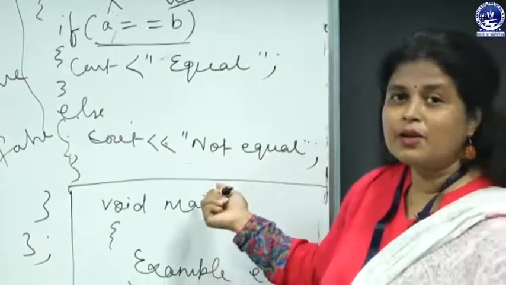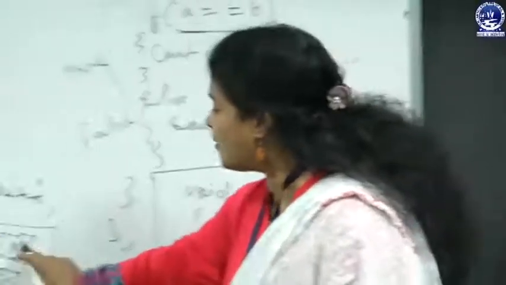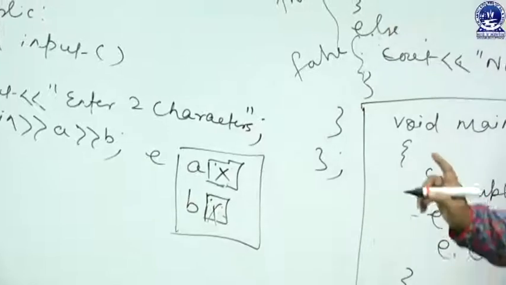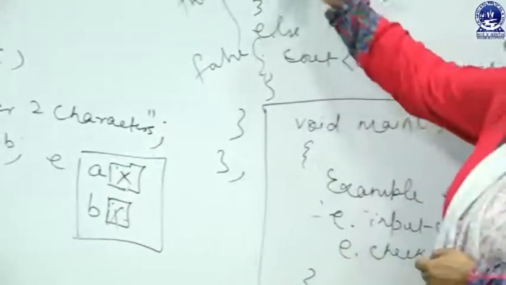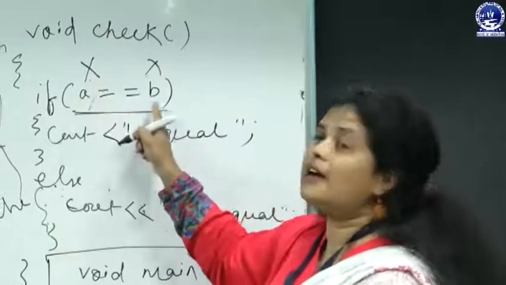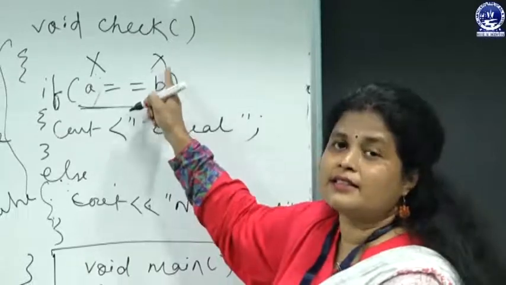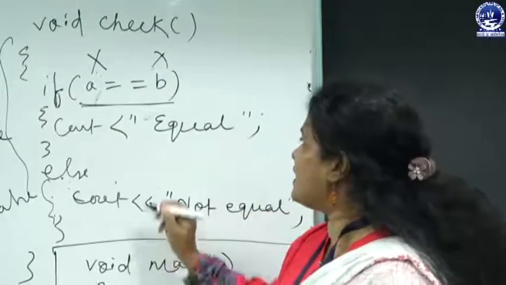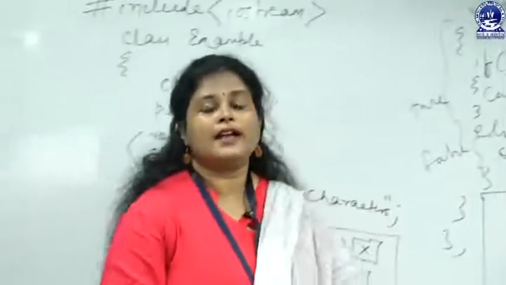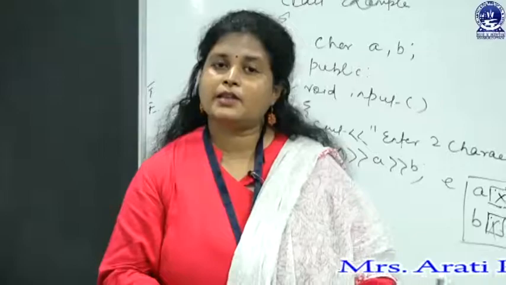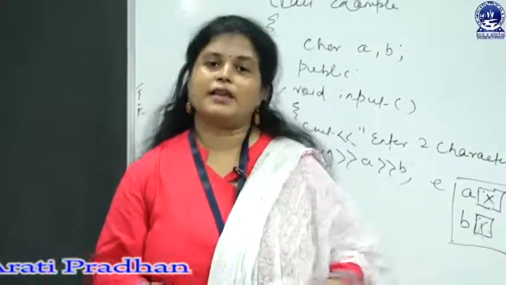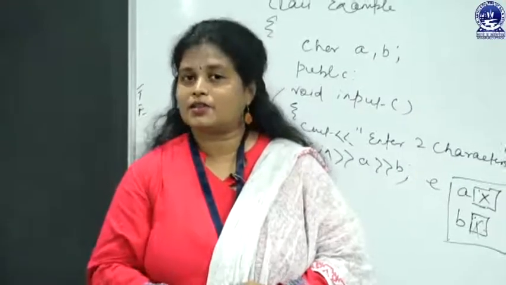As these two are not equal, this else part will be executed and you will get the output not equal. Very simple one. Suppose you have entered capital X here and also capital X here. In that case, the true part will be executed because A consists of capital X and also B consists of capital X. That is how the equal to operator works: when 2 values are equal, the true part will be executed. When 2 values are not equal, the else part will be executed. I hope you have understood this one.